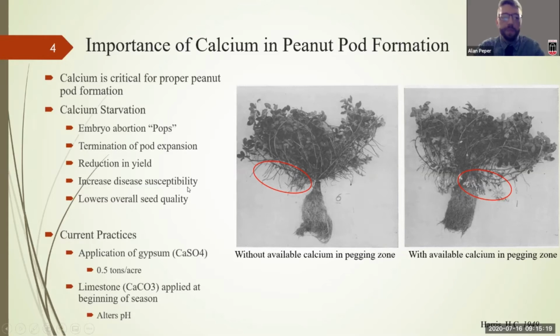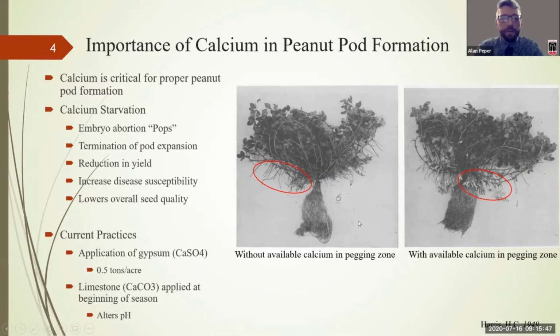So the way farmers alleviate this is by applying gypsum to their field, roughly at half a ton per acre. They can also apply limestone at the beginning of the season or every 3 years, I believe. However, with limestone, you have alterations in pH, and peanut plants are very sensitive to pH changes, so limestone is not used as often.